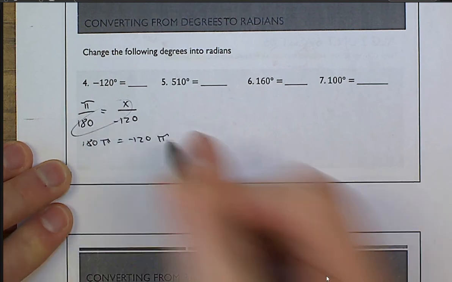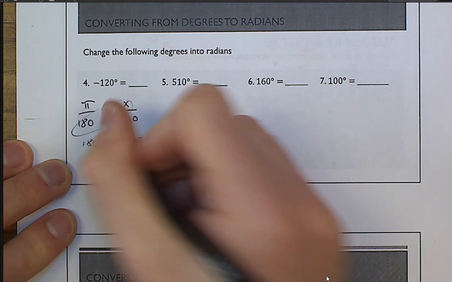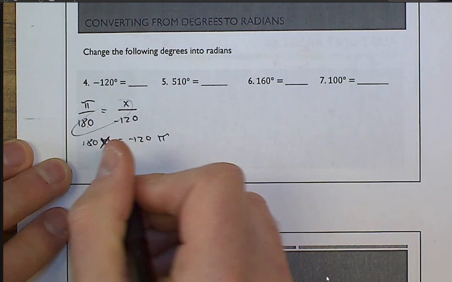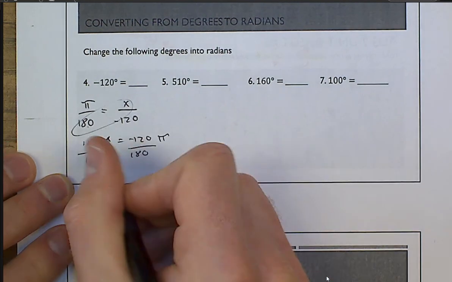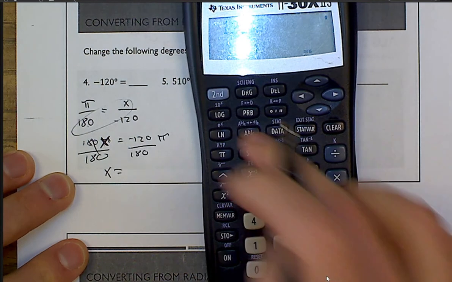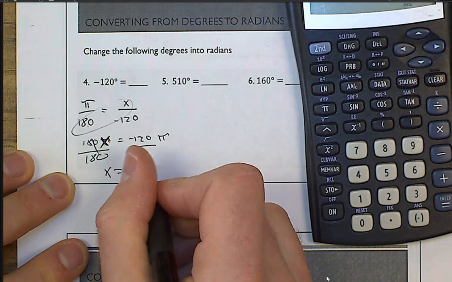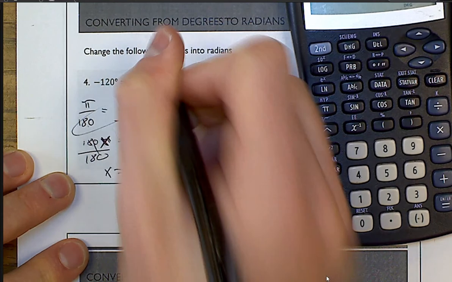We're solving. I keep doing this, I keep putting pi instead of x. 180 times x is 180x. Negative 120 times pi is negative 120 pi. We're solving for x, so we divide by 180. And we get x equals, now you're going to keep the negative here, so 120, fraction bar 180, 2/3, so negative 2/3 pi. Okay?